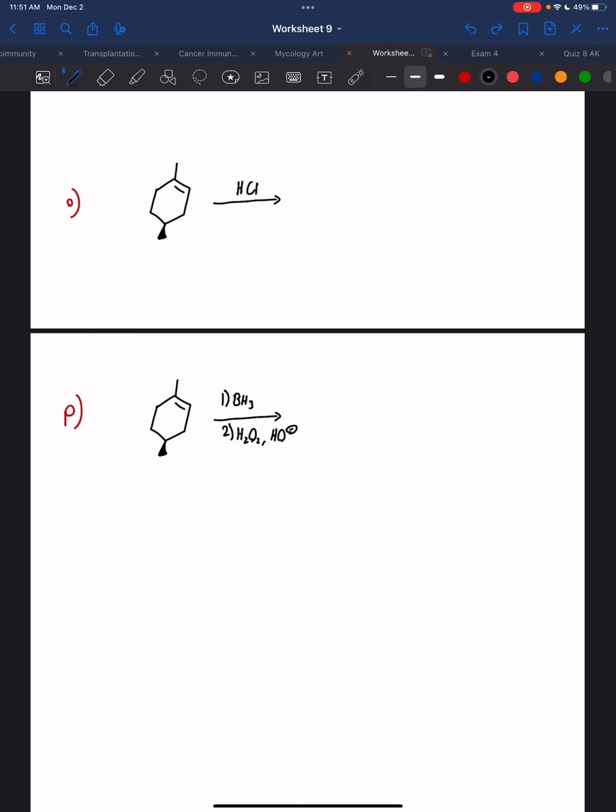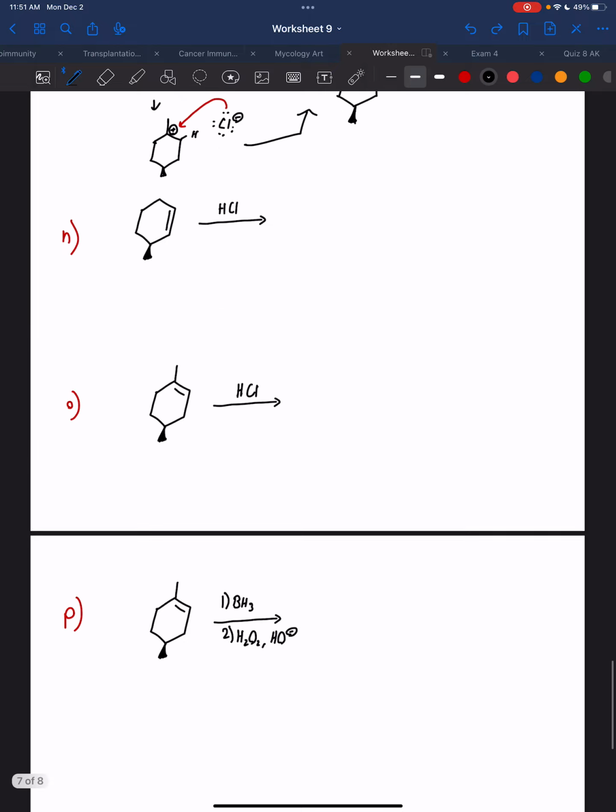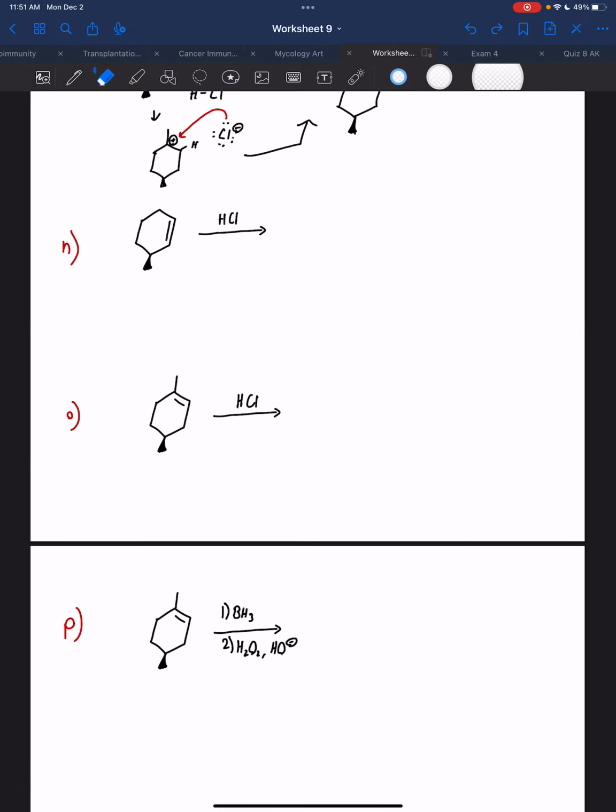We did halogenation, we did halohydrin formation, we're about to do hydroboration-oxidation. I guess this is the one that we're missing: H₂SO₄ and H₂O. Yeah, I think that's what I was just trying to do. But again, we'll try to work through these fast.